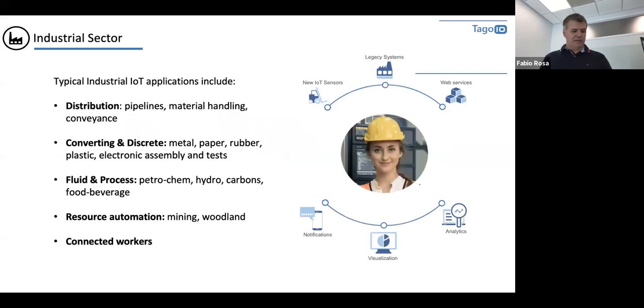Okay, let's then talk a little bit about the industrial sector. So, of course, IoT is very broad. You can use it in a lot of segments. Today is more about the IoT. There are different kinds of applications. One, for sure, is in distribution, right? When I talk about managing, monitoring pipelines or material handling. Another part is the conversion and converting in discrete process. We have been seeing a lot of applications recently on this.